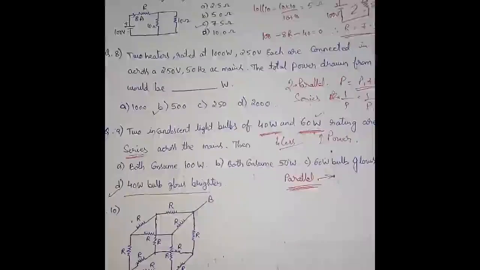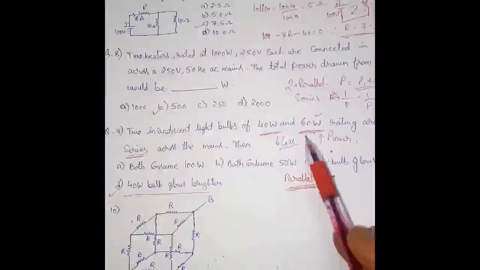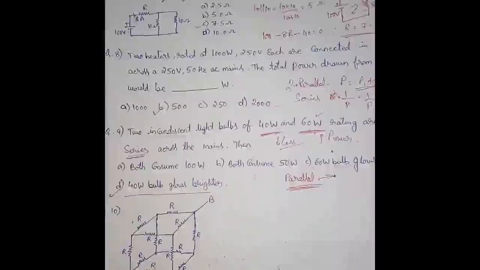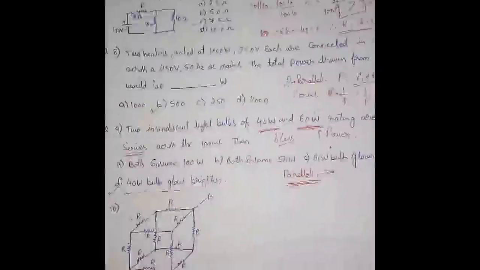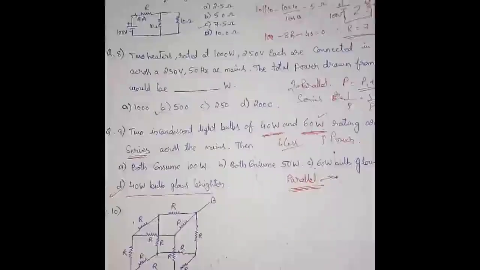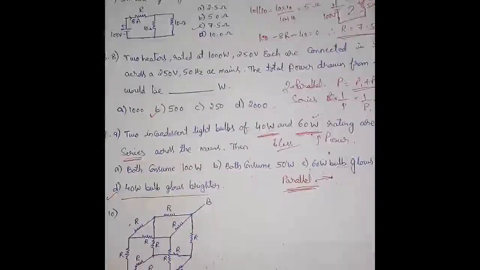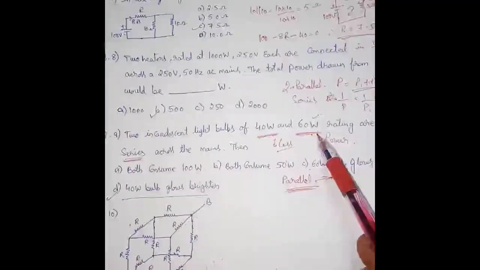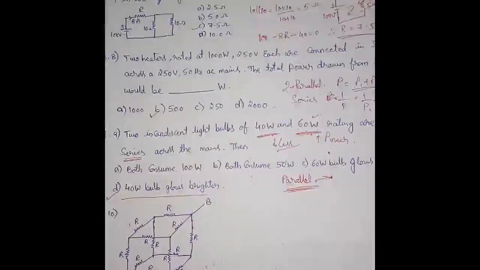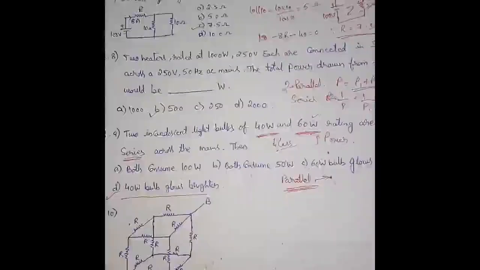Option D will be the right answer. The 40 watt bulb glows brighter because it is connected in series. If it was connected in parallel, then the general answer would be that the 60 watt bulb glows brighter. So it is as simple as this. Don't go for any technical or big calculation here. This has been asked in many kinds of questions and examined. So if it is parallel, higher wattage will give high brightness. If it is series, lower wattage will give high brightness. That is the point you need to remember.